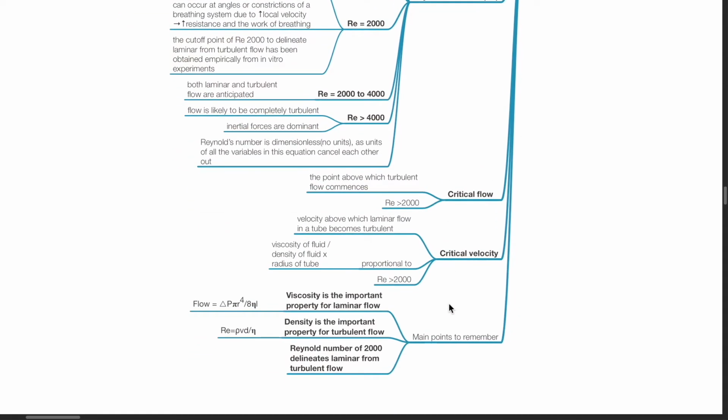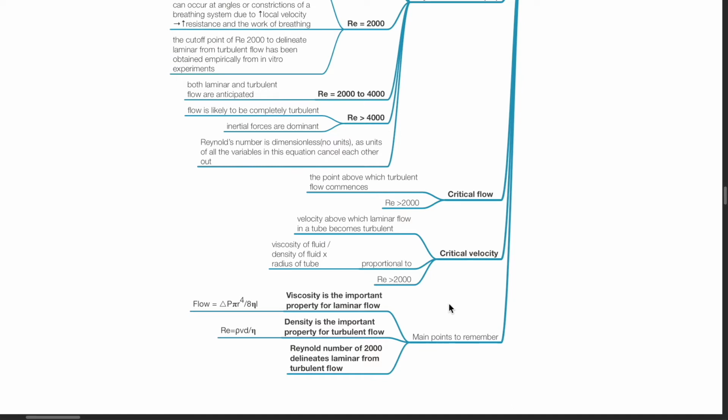Critical flow is the point above which turbulent flow commences and occurs above Reynolds number 2000. Critical velocity is the velocity above which laminar flow in a tube becomes turbulent and occurs above Reynolds number 2000. Critical velocity is proportional to the viscosity of fluid divided by density of fluid times radius of the tube.